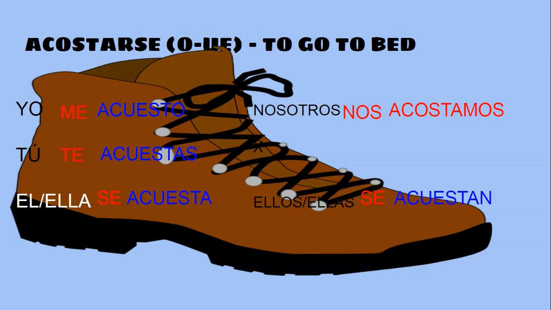So if you'll notice, in the boot, that O changed to UE, and at the end of each verb, we have the AR verb endings. Look outside the boot. Acostamos did not change. It stayed as an O.